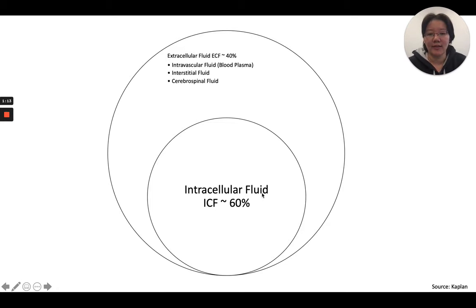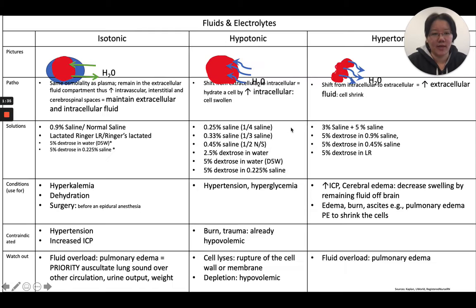So intracellular fluid, ICF, we all know is inside the cells. And extracellular fluid is outside of the cells. It could be composed of intravascular fluid, which is the blood plasma, interstitial fluid, and cerebral spinal fluid. Okay, let's go to the next one.